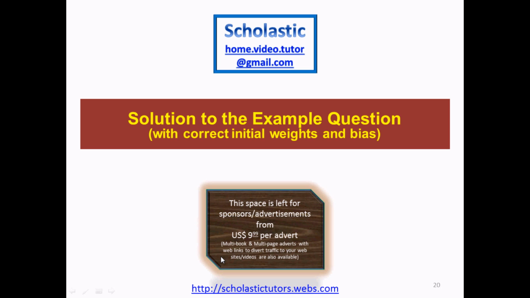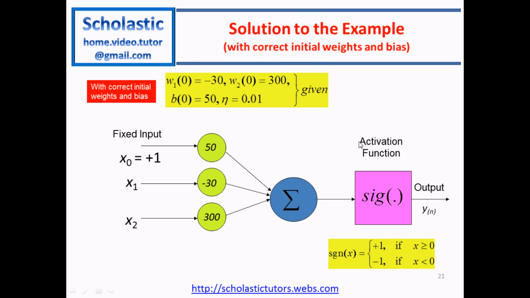Okay, let's try to use this example using the correct initial weights and bias. That means if you know the correct initial weights and bias, we can get the output without retraining. So let's see how. These are the weights and bias it is given. Basically, this can be obtained by training.